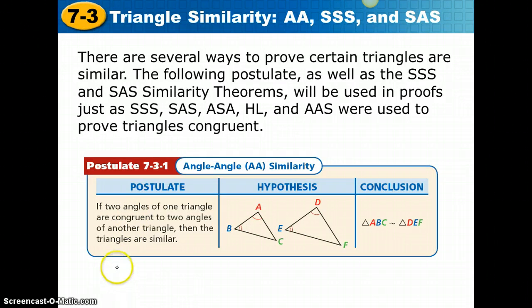So our first postulate today is 7-3-1, angle-angle similarity. And here's what it states. If two angles of one triangle are congruent to two angles of another triangle, the triangles have to be similar. Not congruent, similar. Same shape, but different sizes.